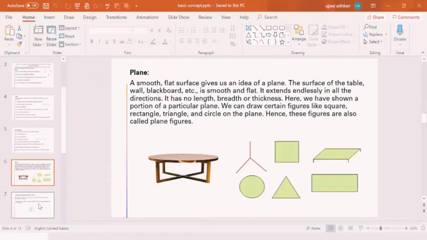It is plane. Observe the surface of your copy. Is it plane or not? There may be a desk or a table in your home. These also have a plane surface. In the given slide, there is one table, and the surface of the table is plane. And there are some other geometrical shapes also: square, rectangle, circle, triangle. These all have a plane surface. So a smooth, flat surface gives us an idea of a plane.